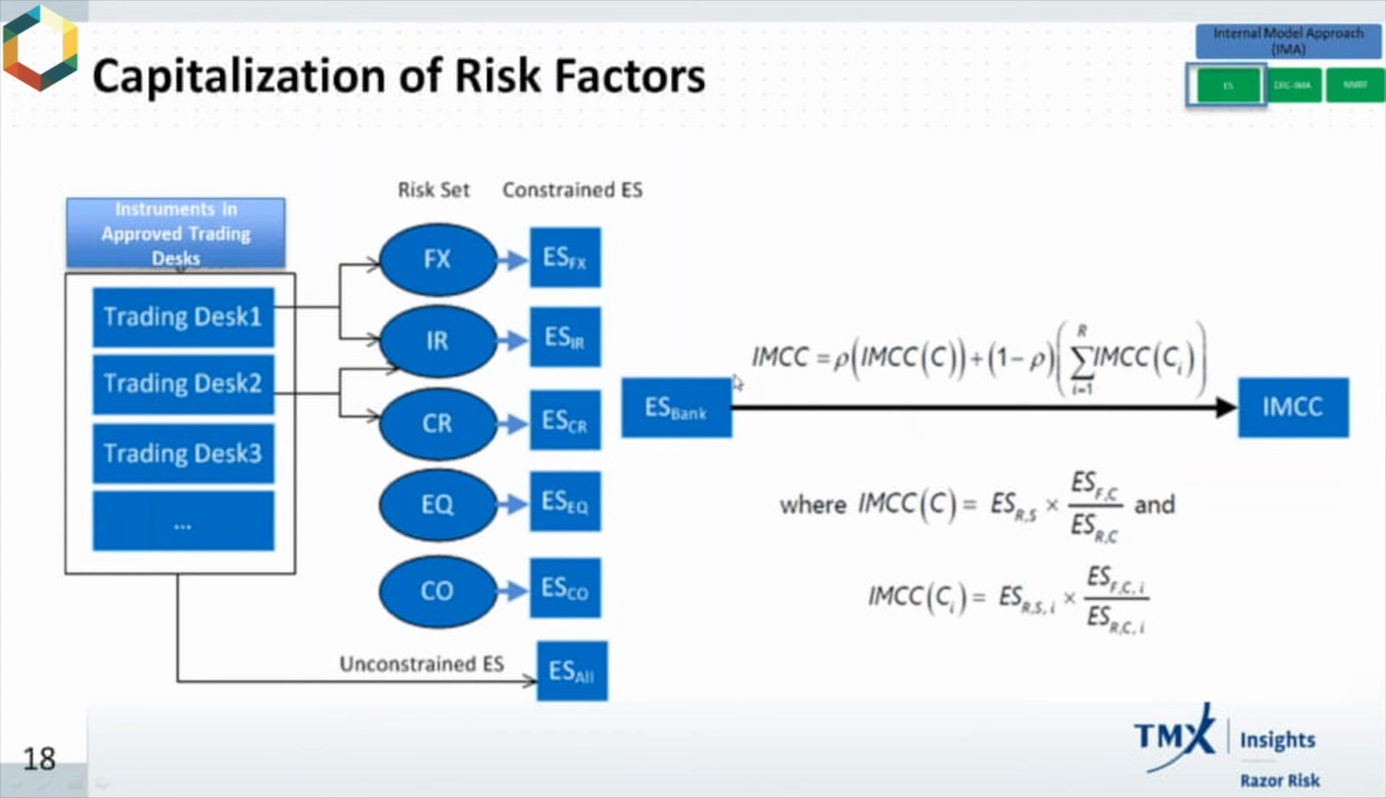So the aggregation of the capital charge for multiple risk factors, which is called IMCC over here, is a weighted average between the unconstrained ES and the simple sum of partial ES for all risk factor classes. And the rho, which is the risk weight over here, is set to 0.5 for now. So the above is the 4 steps of IM calculation.